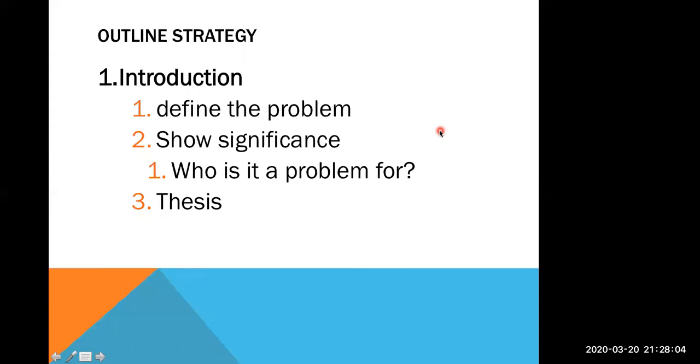Now we'll follow what's called an outline strategy for each major section, each major foundation of your research paper. We'll start with the introduction, the outline strategy for the introduction. In the introductory part, the researcher should think about defining the problem and showing its significance. Who is it a problem for? And also to include the thesis. These 4 things should be taken seriously and should be placed in the introductory part.